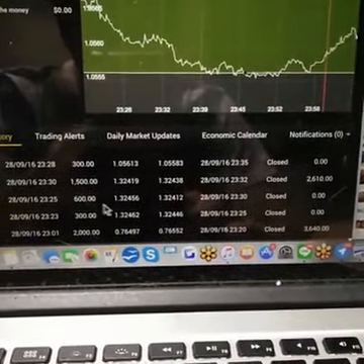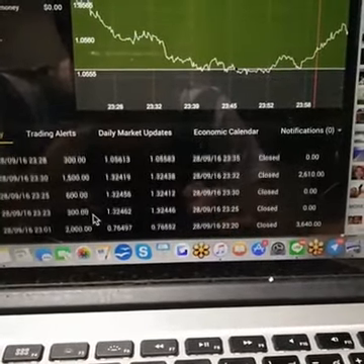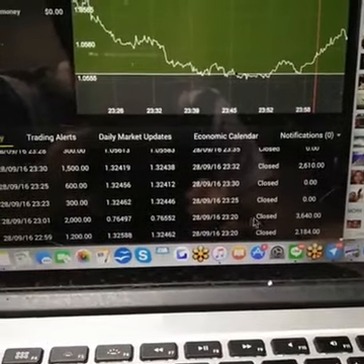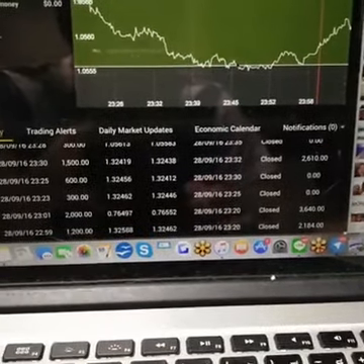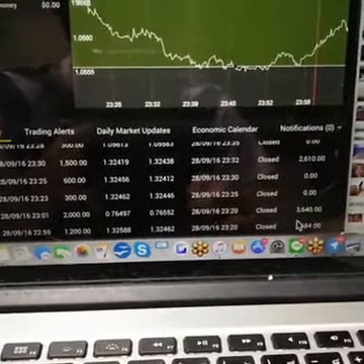I lost these other 2 trades, 600 and 300. I won this $2,000 trade, which gave me 3,600. I won this $1,200 trade, which gave me 2,100. Okay, so if you look at my trade sizes, let me go on and show you.